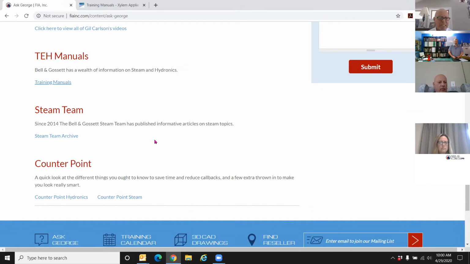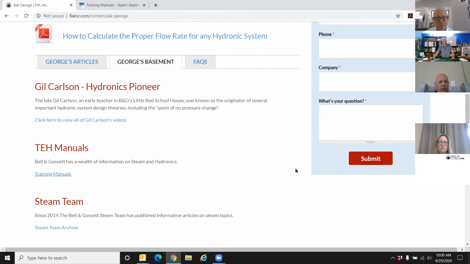And the final thing is Counterpoint. I used to put out a thing for B&G years ago called Counterpoint. It was intended for the wholesalers to locate on the counters for the trade, for the contractors that would be coming in and picking up product. On one side, it was an article about hydronics, and you'd flip it over, and the other side had an article about a steam system. So it's just very short, brief, but good information on two different subjects, hydronics and steam.